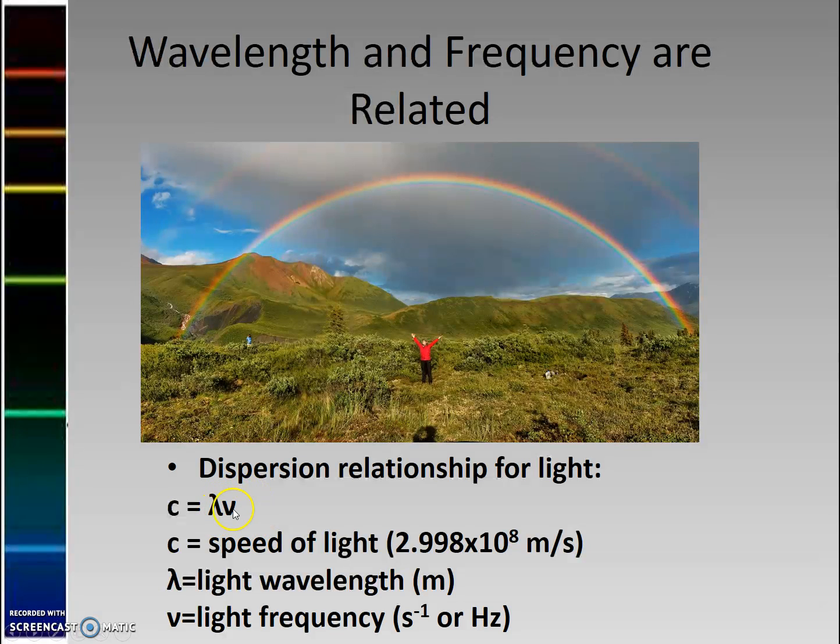When I multiply those two things together, lambda nu, I will always get the speed of light, which means that if I know two of these three things, and I always know the speed of light, I can figure out the third. So if I know its wavelength, I know its frequency. If I know its frequency, I know its wavelength. That's a very useful relationship for us.